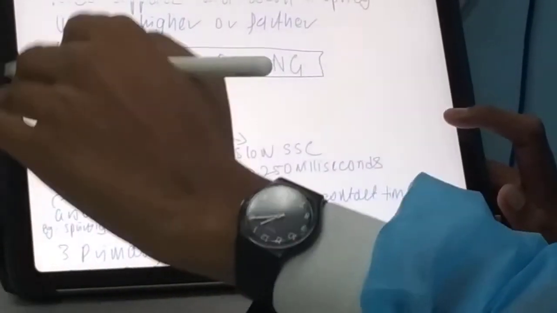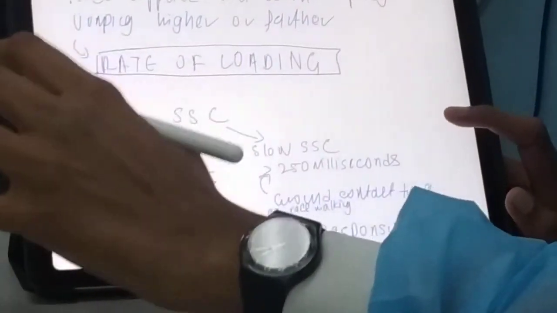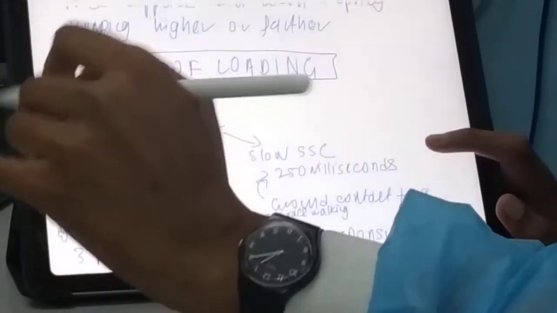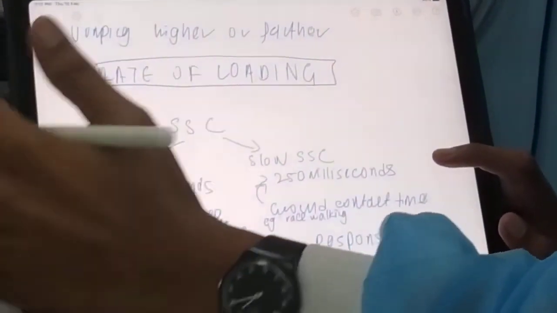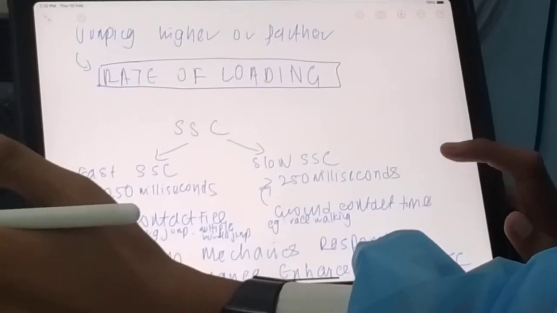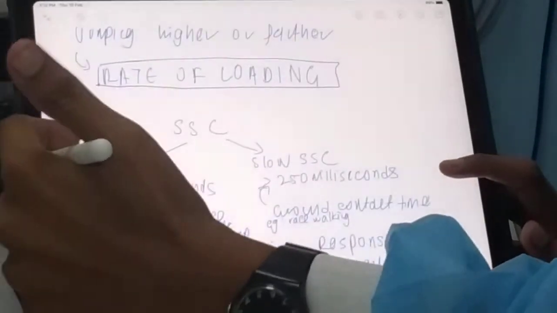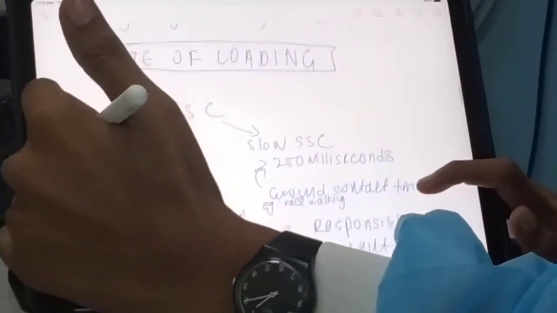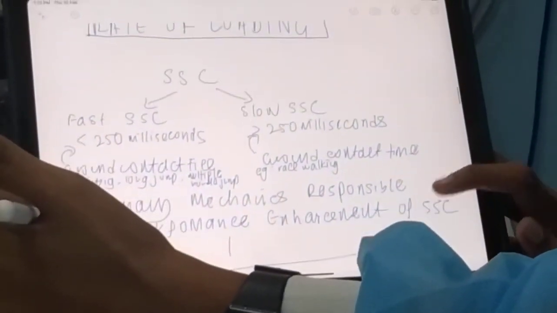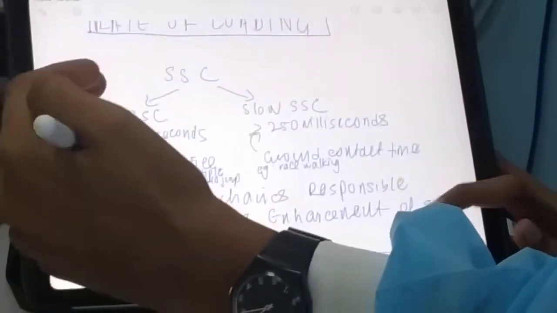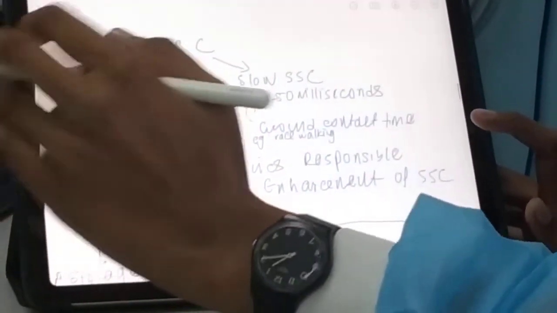So the fast one is less than 250 milliseconds, and the slow SSC is more than 250 milliseconds. Examples for the fast SSC are sprinting, which only causes about 90 milliseconds, and long jump and multiple hurdle jumps. For the slow SSC, the usual example is race walking. There are actually a lot of mechanics responsible for the performance enhancement of SSC.